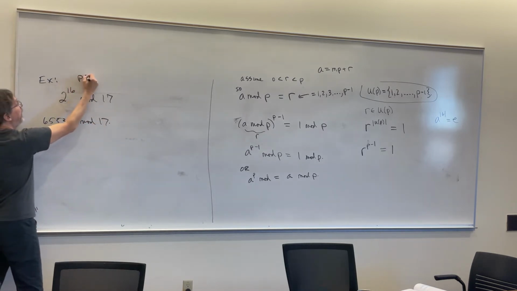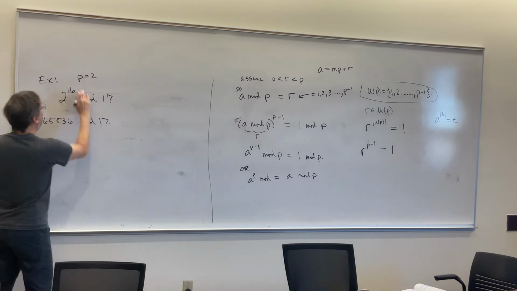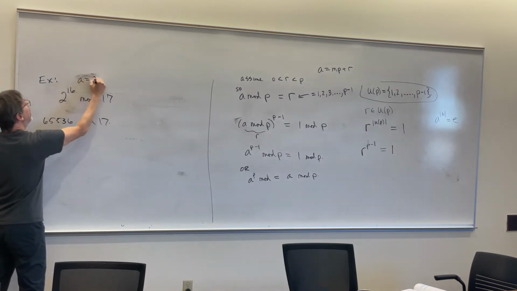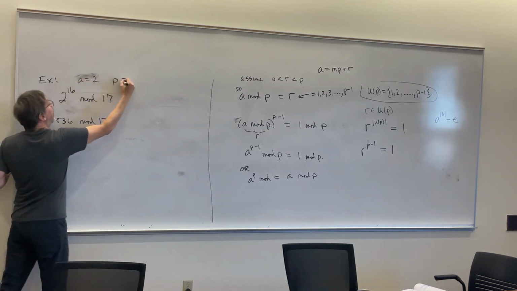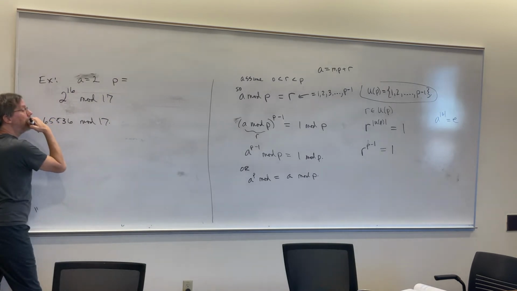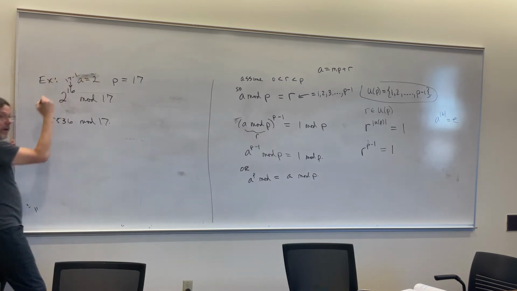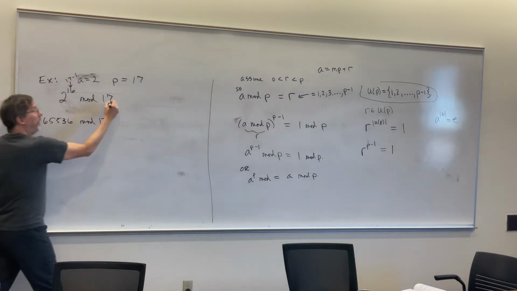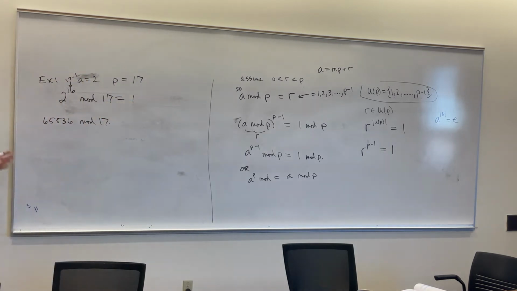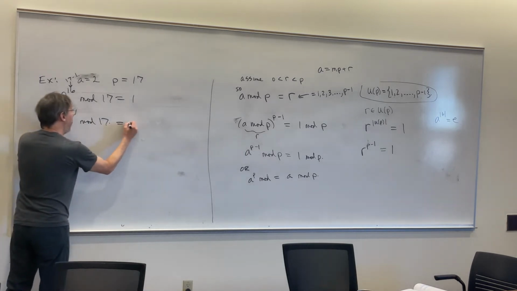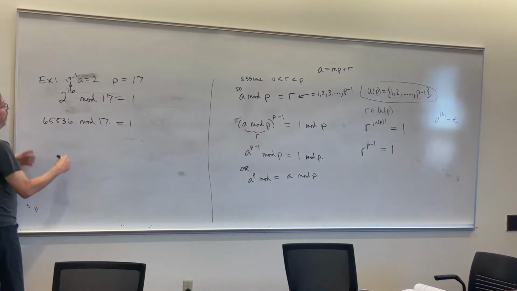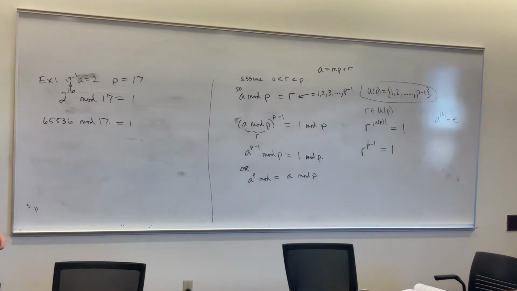So here we have a equals 2, and p is 17. And notice that this exponent 16 is 17 minus 1. So this is 1. That seems pretty cool, that you can just use this result to get that. And then you can check this out yourself using the actual number. Here, this is manageable. 2 to the 16th is not at all crazy.